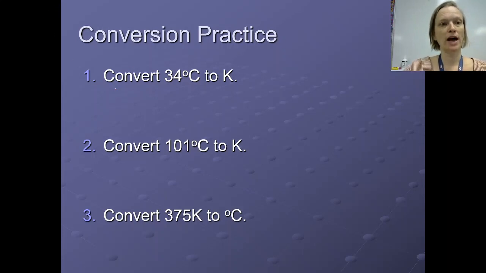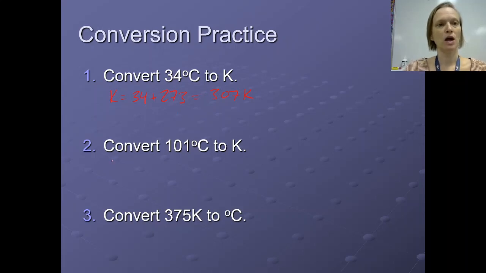For number 1, how do we convert from 34 degrees Celsius to Kelvin? Well, if I subtracted 273 from 34, I would have a negative number as my answer in Kelvin. So that's definitely not what I want to do. To find out the temperature in Kelvin, I'm going to do my degrees Celsius, which is 34, and I'm going to add 273 to it. So when I add those together, I get 307 Kelvin. Always include your units.